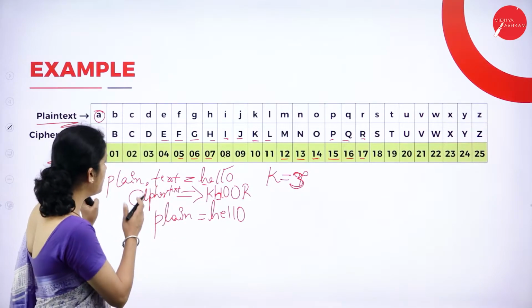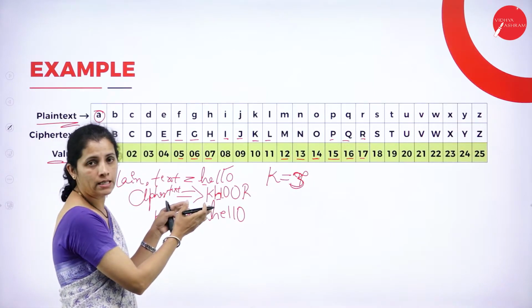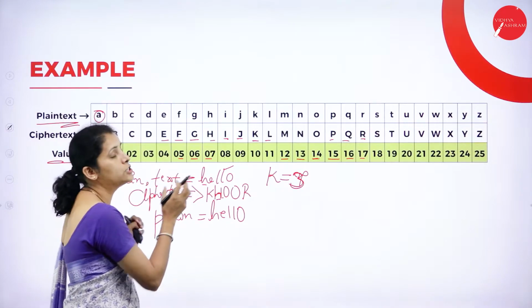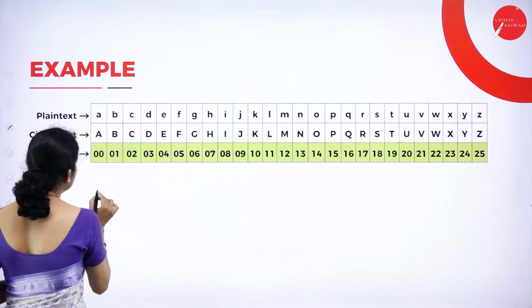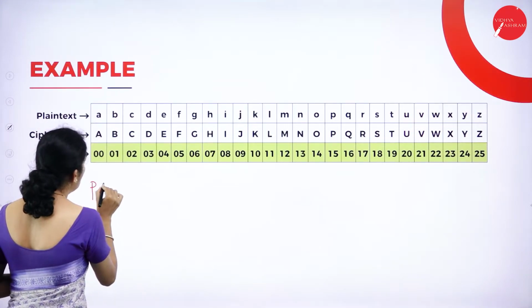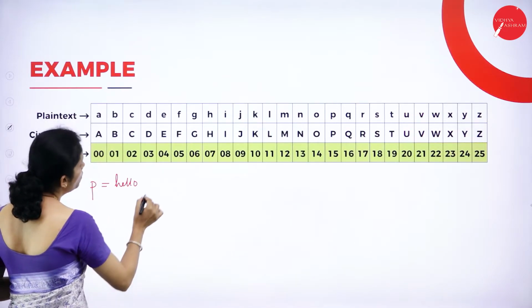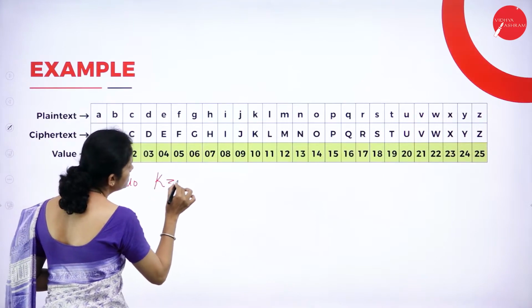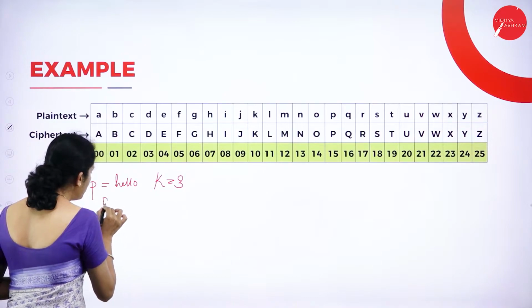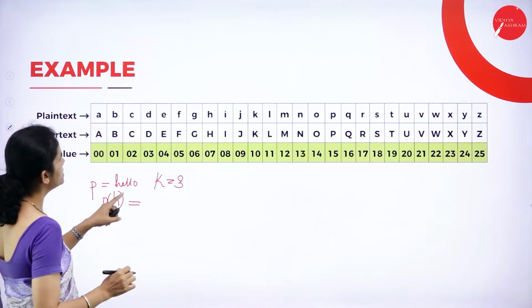Now, this is the general tracing. That means this is the way I'm going to convert my plain text to ciphertext. So this is the encryption algorithm used to convert plain text to ciphertext. So first what I will do, I'll write P is nothing but plain text. What it is? It is hello. Now, what is the key length? It is 3.